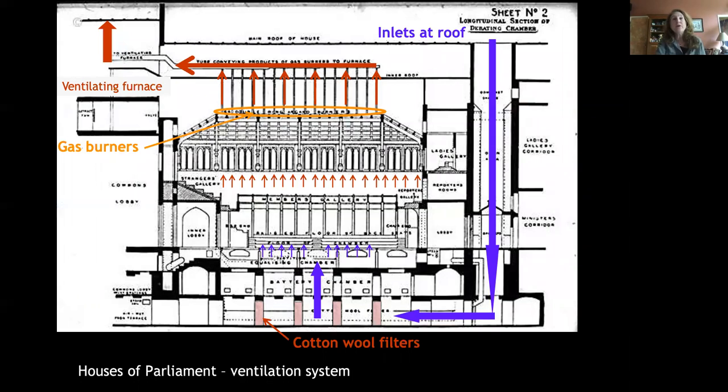And what's interesting about this is how they actually move the air, because propeller fans were not invented until much later. So people had to use furnace stacks. They had to use heat as a way of moving the air. So you'll see in this upper left, it's the ventilating furnace and these gas burners shown in orange.